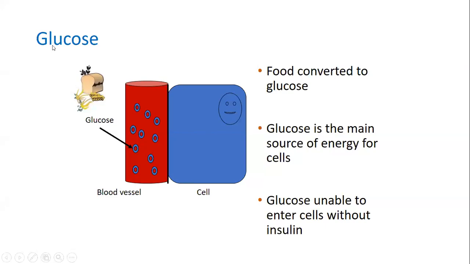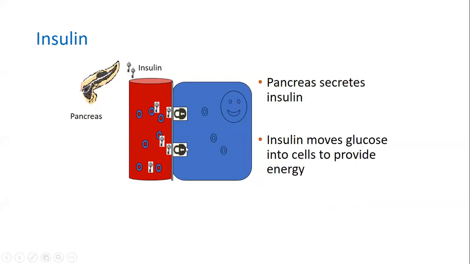Usually when we take food, it is converted into glucose. And this glucose enters our blood system, so it enters the blood vessel. And then from the blood vessel, it's supposed to enter the cell so that it can enable the cell to get energy and be able to function. So glucose is usually the main source of energy for cells. And how does glucose enter the cell? For glucose to enter the cell, you need insulin. Without insulin, glucose will not be able to enter the cell.